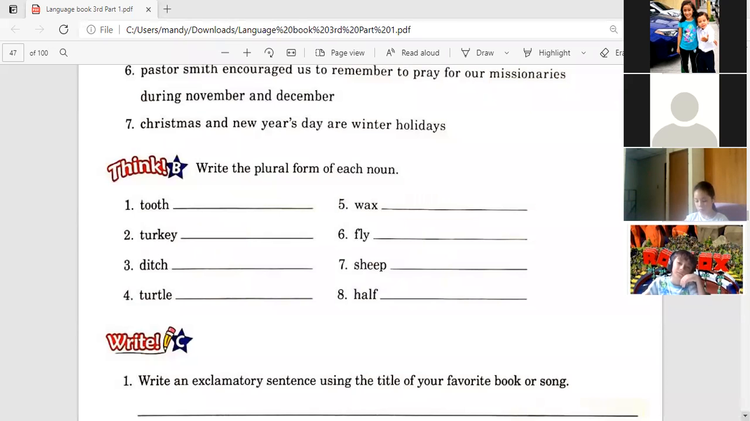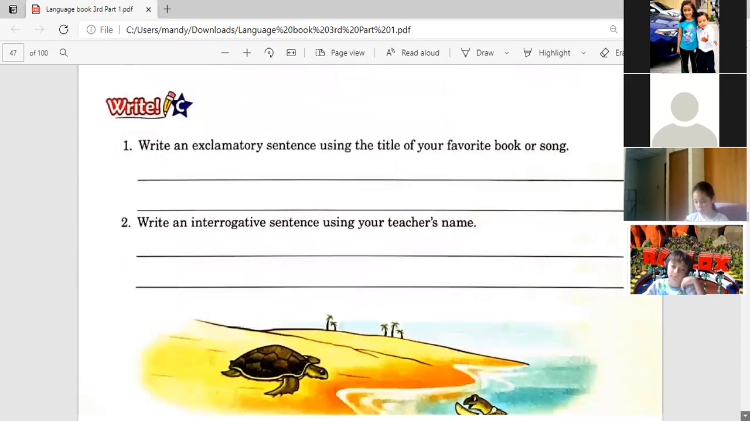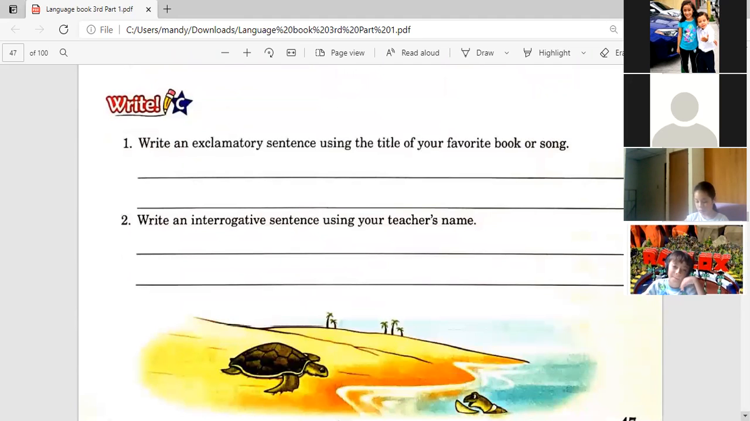Okay, now, exercise C. You write an exclamatory sentence using the title of your favorite book or song. Okay, think about that. What is your favorite book or what is your favorite song? So you write an exclamatory sentence, and then we share with all of us, yes? And in number two, you write an interrogative sentence using your teacher's name, okay? So you write an interrogative sentence, that means a question, using my name, Miss Amanda. Okay, so let's work. And then you share your ideas.